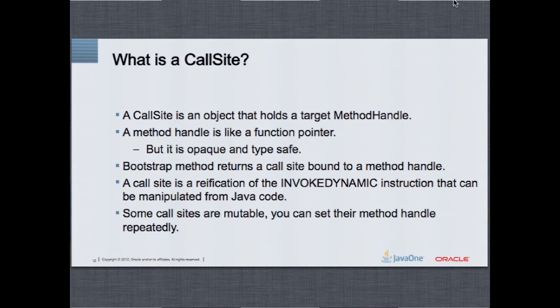And when the JVM gets to the point of execution where this invokedynamic instruction is, it will invoke whatever method is currently linked into that call site. Some call sites are immutable. When you create it, you link it to a method handle, and it always stays linked to that one. And the Java platform also provides you mutable call sites that you can change the linkage of any number of times. And these are the really interesting ones for us.